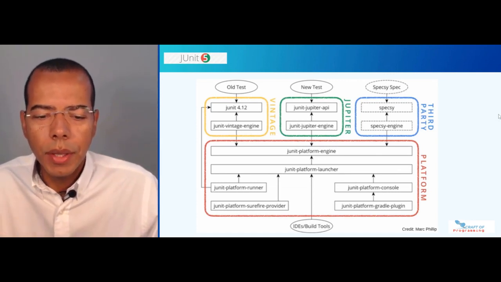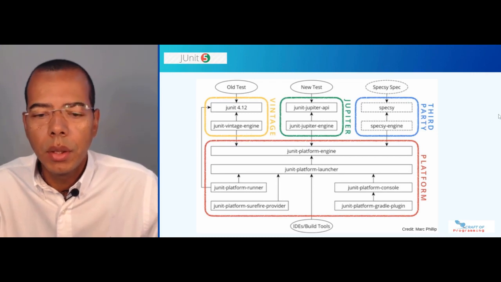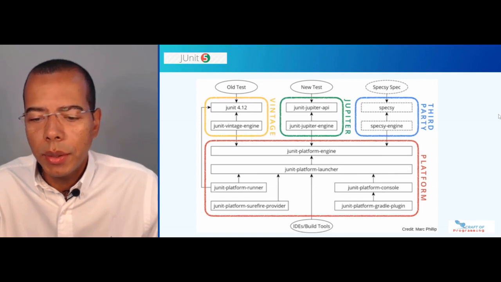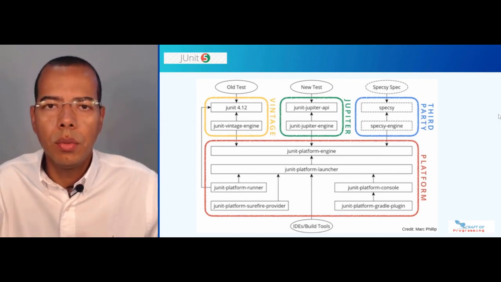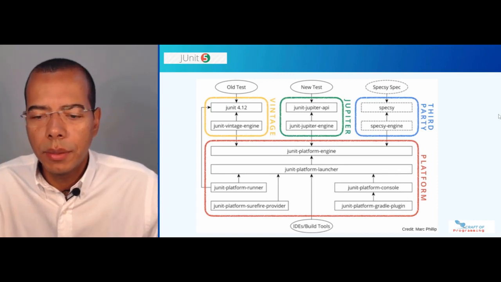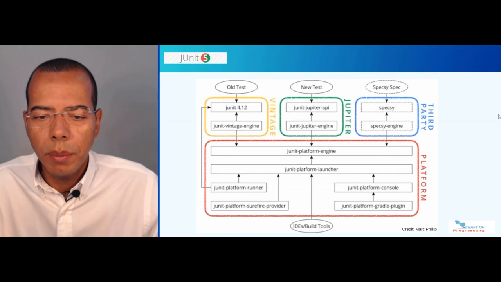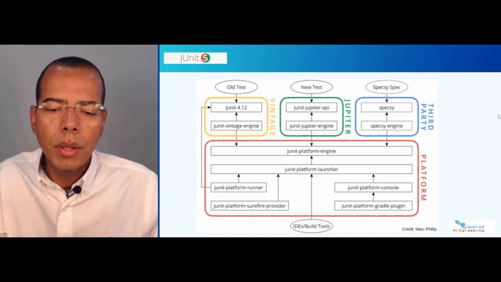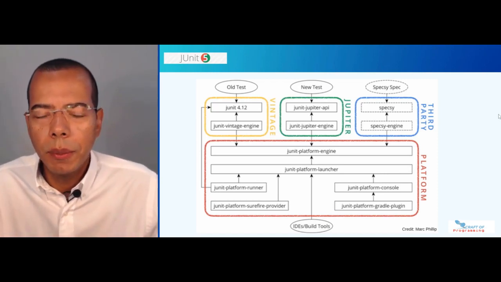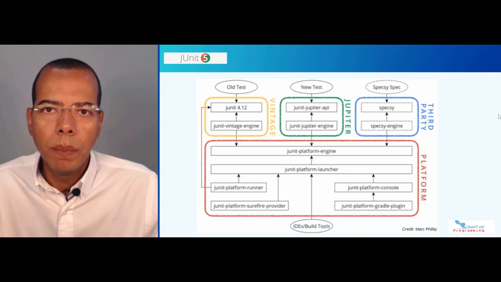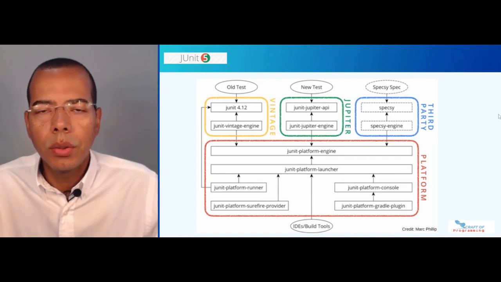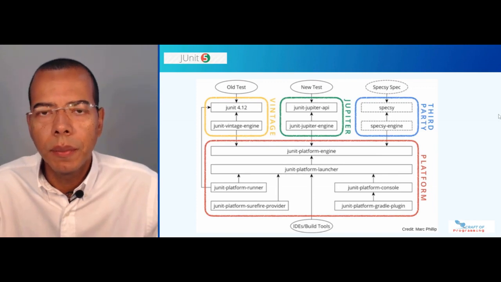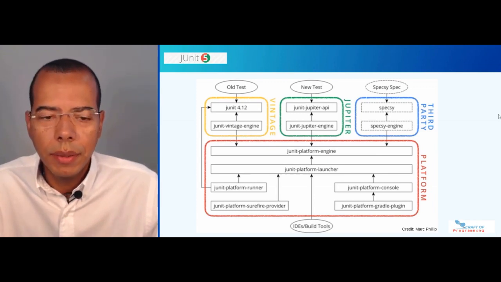And this Surefire provider is for Maven to be able to run JUnit 5 tests in the platform or in the engine. And the Gradle plugin, again, is to run Gradle tests. So that's a dependency for these two build tools, Maven and Gradle. The other one that you see here, JUnit Platform Runner, is for forwards compatibility, so that old IDEs that don't yet support JUnit 5 can still run JUnit 5 tests. So that's a way for forwards compatibility.